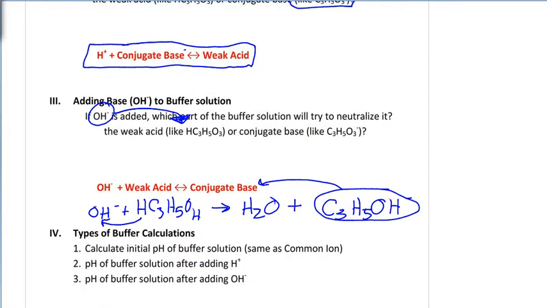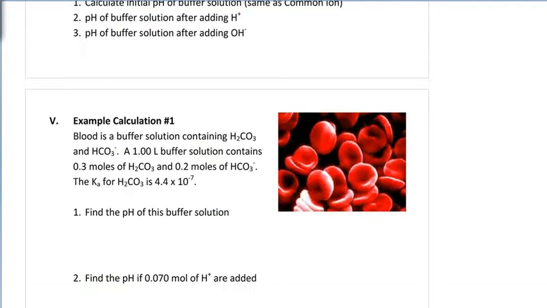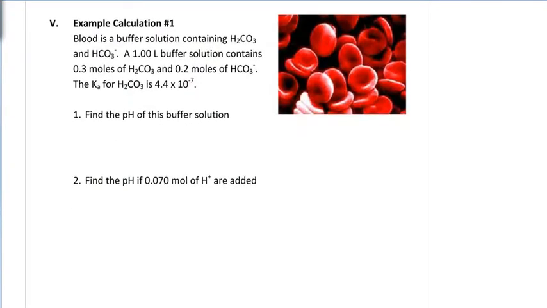Let's talk about calculations. There are 3 kinds of buffer calculations that we might ask you to do. The first is common ion calculations, basically to calculate the initial pH of a buffer solution before you add anything to it. Then we might ask you to calculate the pH after you add some H+, or after you add some OH-. So let's just dive right into an example so you can see how this is done.